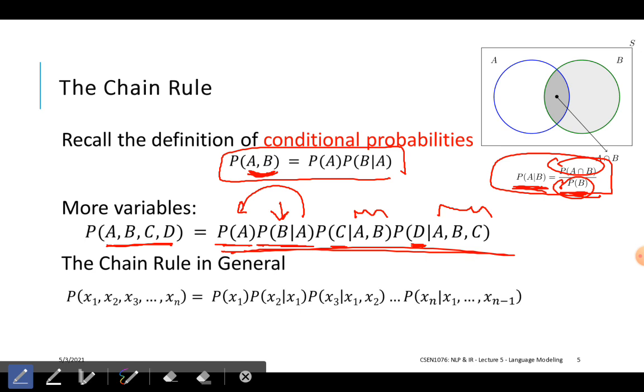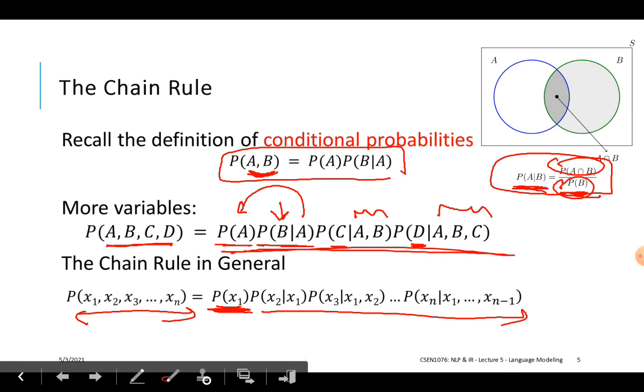So the generalization of the chain rule is that whenever you have a set of words, you just compute the probability of the first, and then you compute cascading conditional probabilities of each word in the sequence, each following word in the sequence, given the probabilities of the previous words.